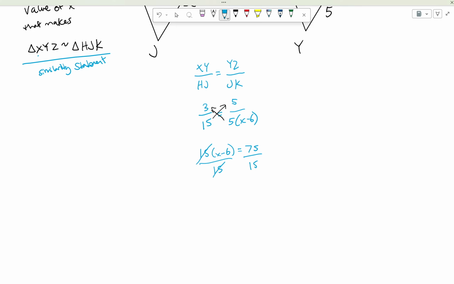So rather than distribute the 15, I'm going to divide both sides by 15, because calculators divide by 15 rather fluidly for us. So 75 divided by 15, which gives me 5. And then I have this quantity, x minus 6. So I'm just going to add 6 to both sides. I can just get rid of these parentheses. That's going to knock out the negative 6 on the left. So x is equal to 11. Okay, and there you go. That's it.